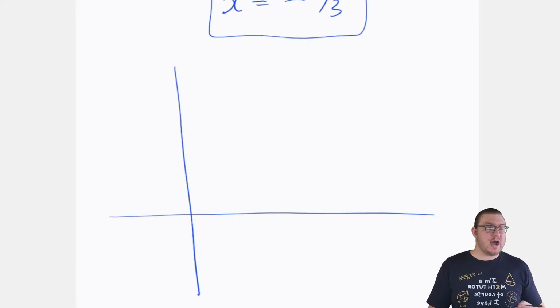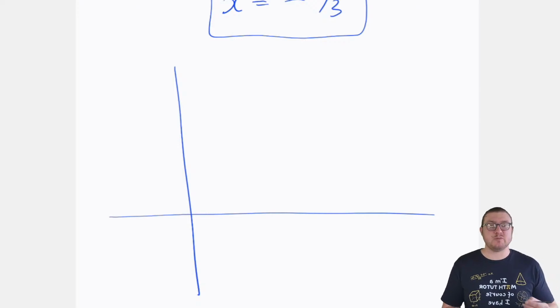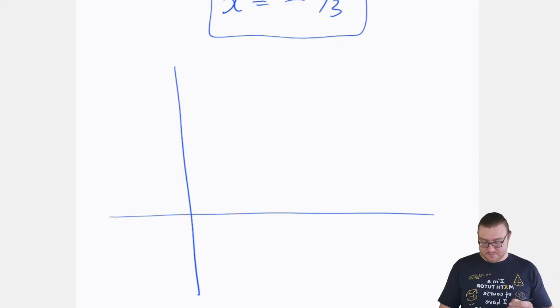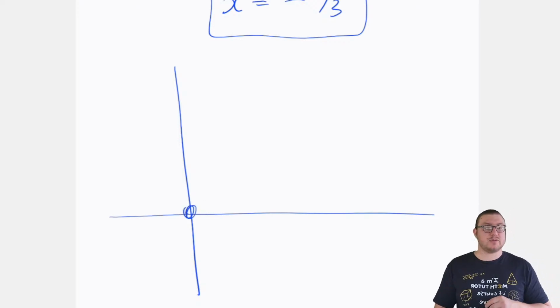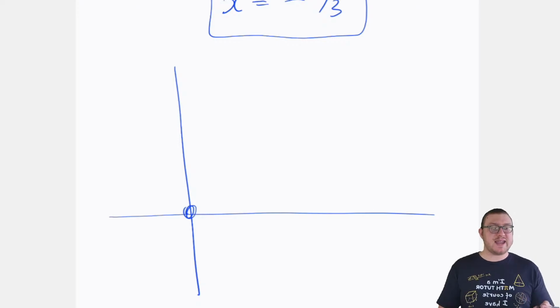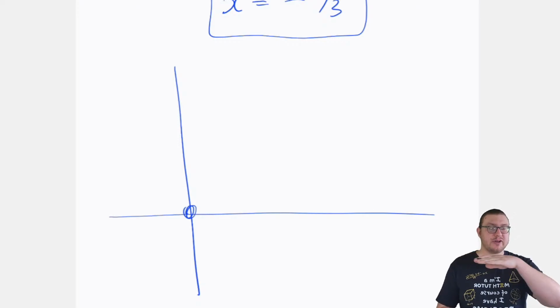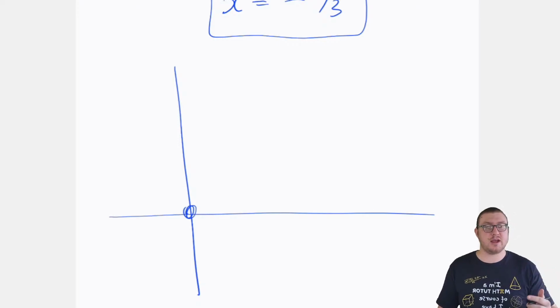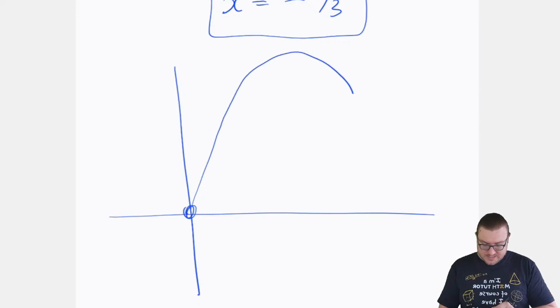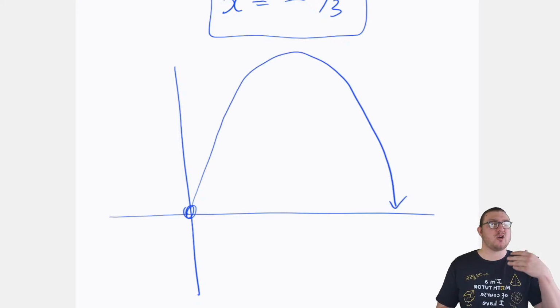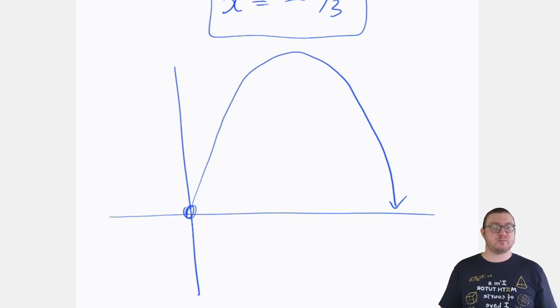Let's say we are in PE class and we are throwing a ball into the air. Well, maybe we can say we're kicking it from the ground so we can have our quadratic level with the ground. We're going to kick it up and then gravity is going to pull it back down at a different point.